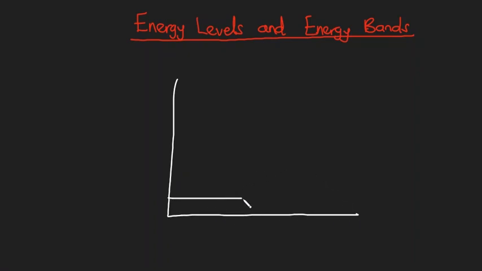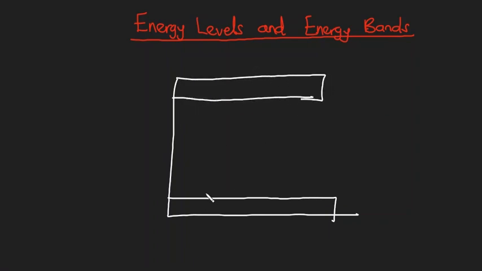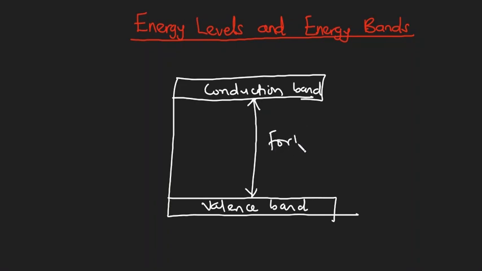So let's say we have this one here, and we have this one too here. This part is called the valence band. And you also have the distance between them. That is the separation between them. It's called the forbidden energy gap.